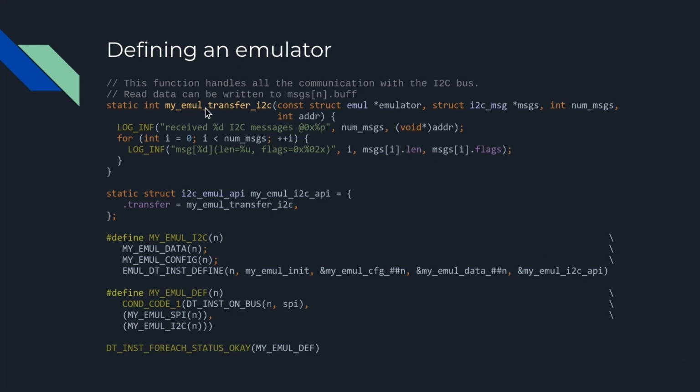In this example, you can see that we're using an I2C, and this is also conditioned on not being on the SPI bus, and will only be printing things, telling us what exactly was being transferred or read from the emulated peripheral.